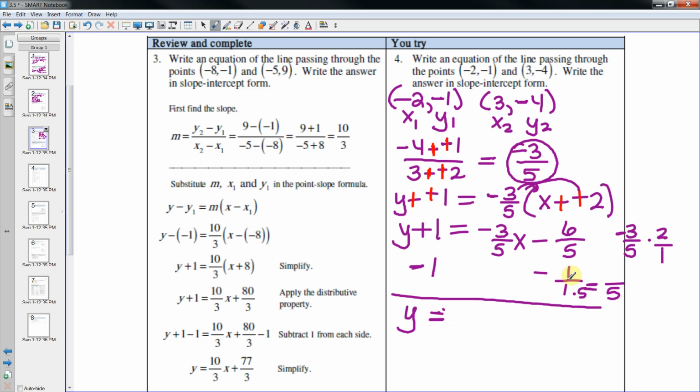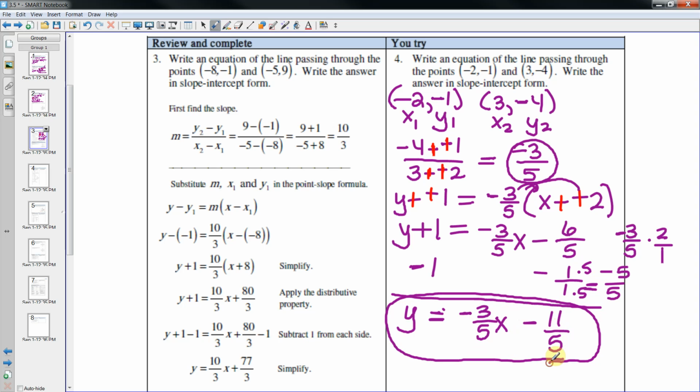I only have to change this bottom one. 1 times 5 is 5. Negative 1 times 5 is negative 5. So I have negative 6 and negative 5. So I've got negative 3/5 with my x. And then negative 6/5 minus 5/5 would be negative 11/5. And there's how we can leave our answer.